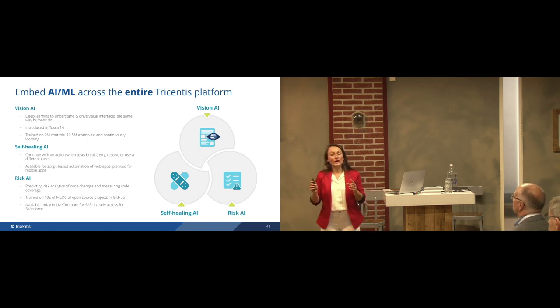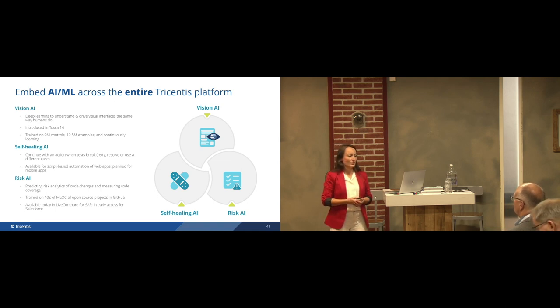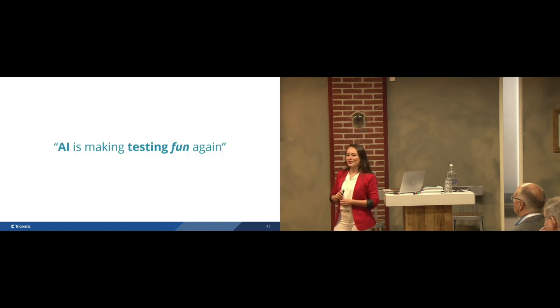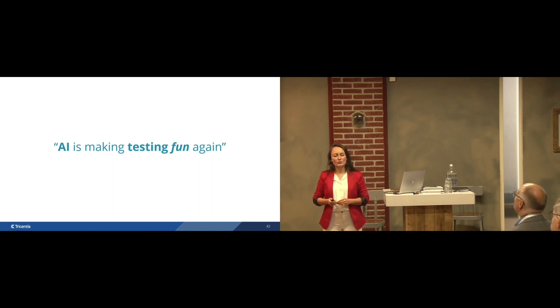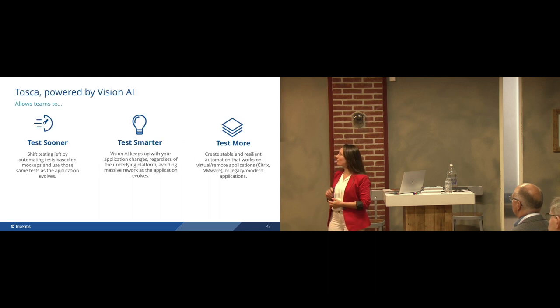But really the point that I want to emphasize here is that our strategy at Tricentis is to embed AI and machine learning across the platform in order to make testing as easy as possible for our users. Because really that's our mission and vision at Tricentis. We want to make testing as fun as possible. We want to remove all the maintenance problems and all the nitty-gritty issues that testers have to deal with when it comes to testing. And so we're going to continue to research and innovate in this field and hopefully provide you with as much value as possible.